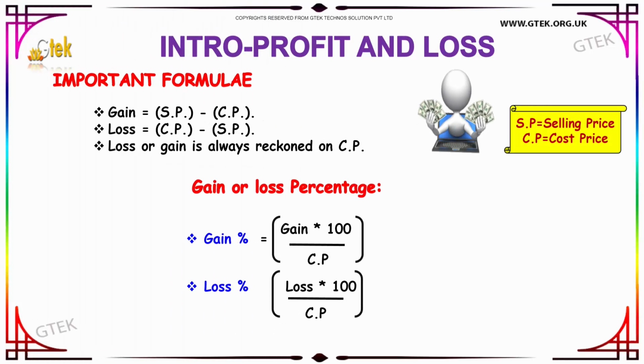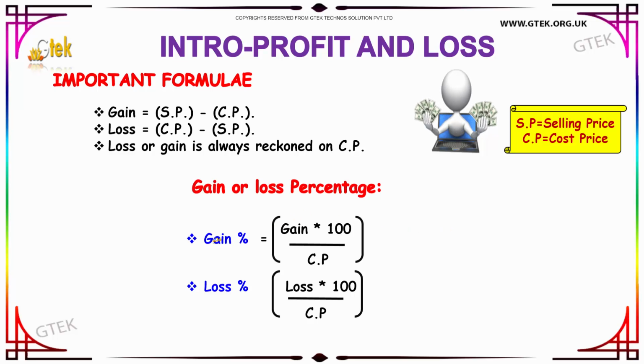Let us see some of the important formulas which you have to know in order to solve profit and loss problems. Your gain is nothing but the difference between your selling price and the cost price, that is SP minus CP. Whereas your loss is the difference between your cost price and the selling price, that is CP minus SP. Loss or gain is always reckoned on CP, that is, it is always dependent on your cost price.